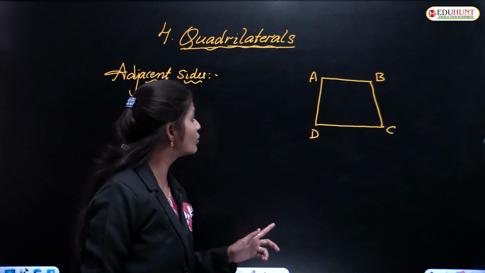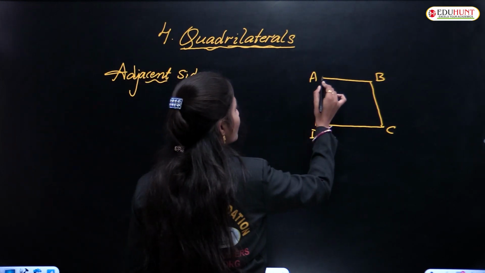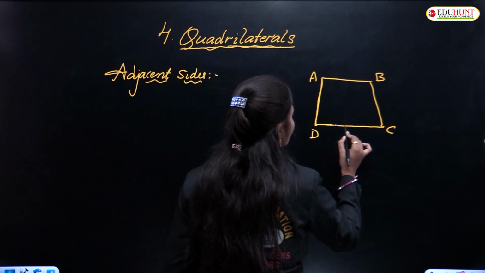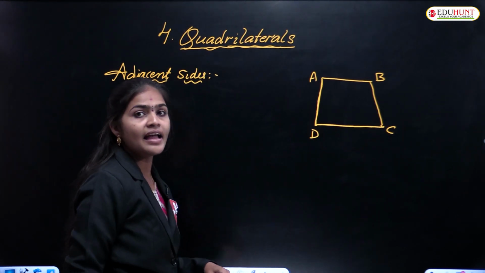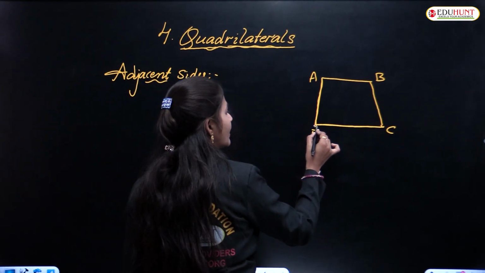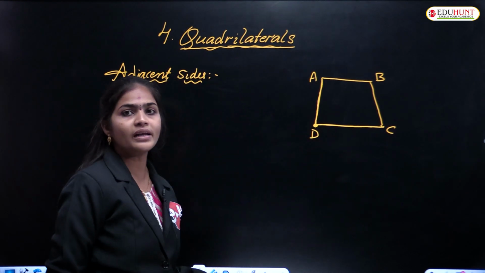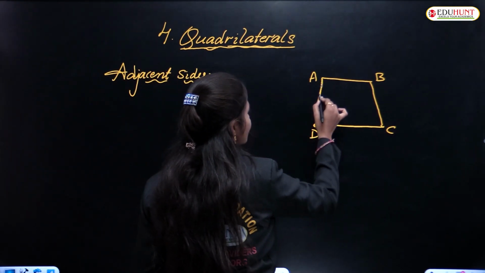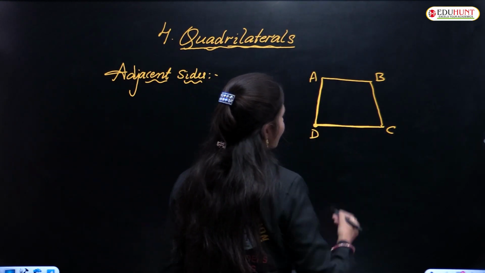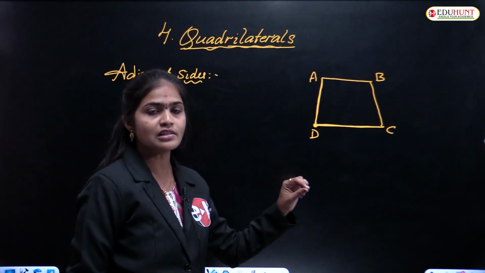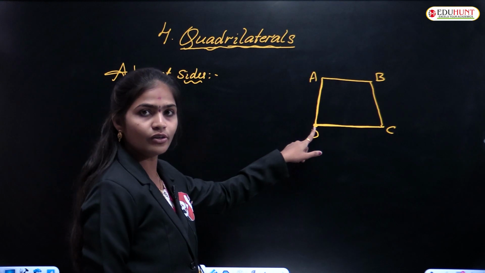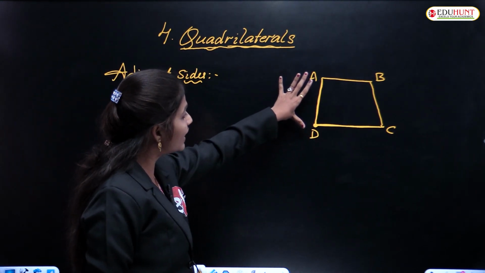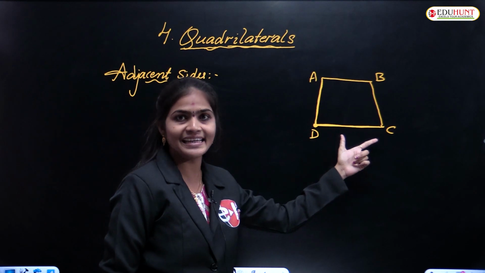So what I told you is that two sides of a quadrilateral having a common end point are adjacent sides. At this point we can observe that this is one line segment and this is another line segment, and those two line segments join at that point D, with no intersecting point. So we can say that AD is an adjacent side of DC.